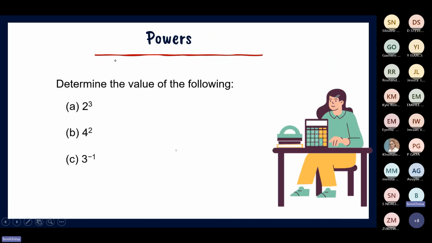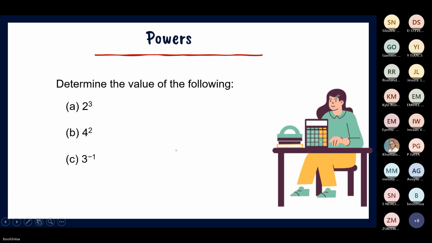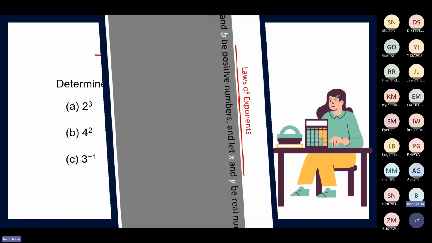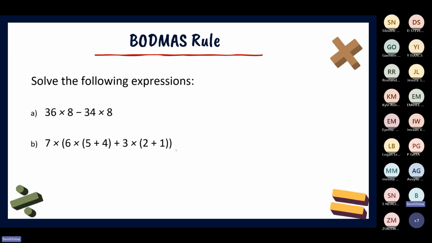B is for bracket. Oh, sorry, my pen is not writing. I thought my pen, okay, so I'm going to have a problem because my pen is not responding to my slides.